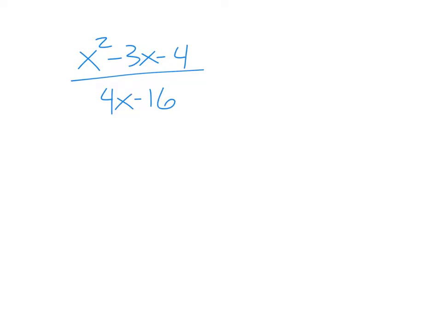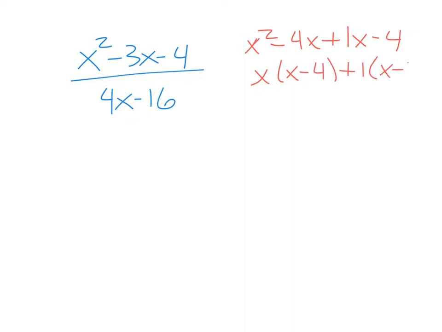So then we can say x squared minus 4x plus 1x minus 4. And take out an x here, and we're left with x minus 4. Take out a 1 here, and we're left with x minus 4. And then it finally factors into x minus 4 and x plus 1.